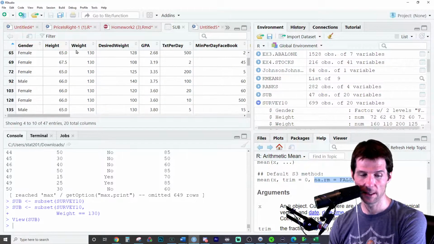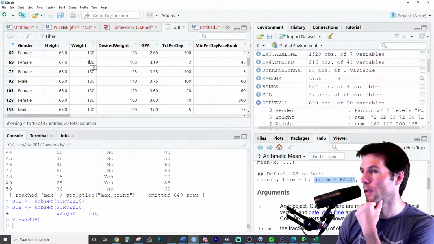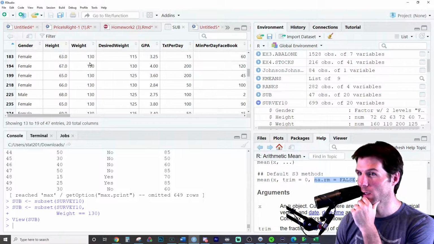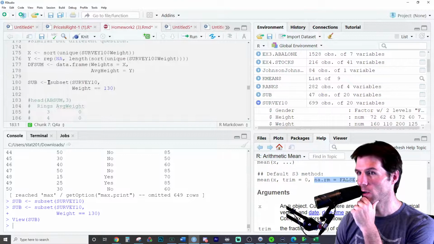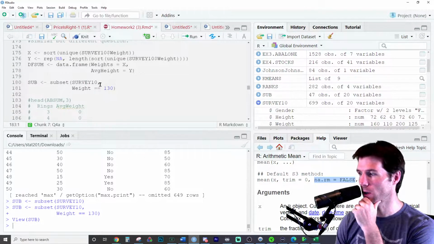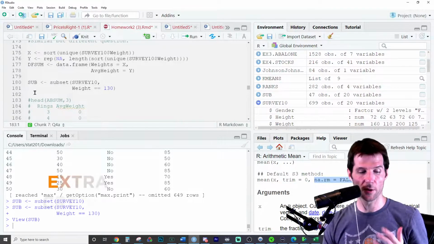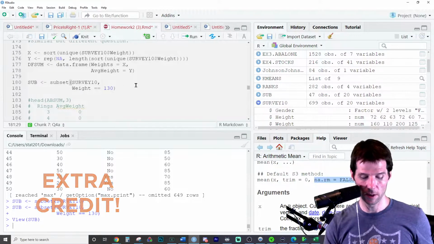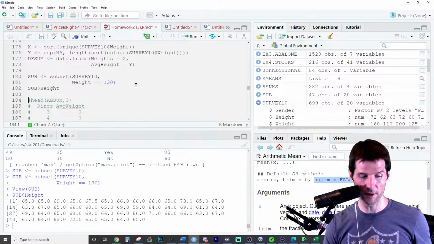Take a look at the subset and then tell me. What do you notice about every single person in this subset right here? Because we said, go to survey 10 and use the condition. They have the same weight. Great job, Jacob. Another 50 points. Only for 130 weight. So now let's go to our subset, and let's go to the height vector. And there's their heights. And let's take the mean.